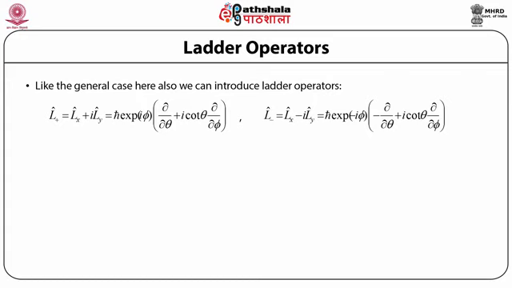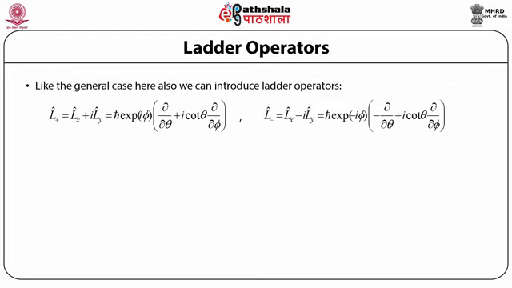And this turns out to be equal to h cross times e^(i phi) times (del/del theta plus i cot theta del/del phi).